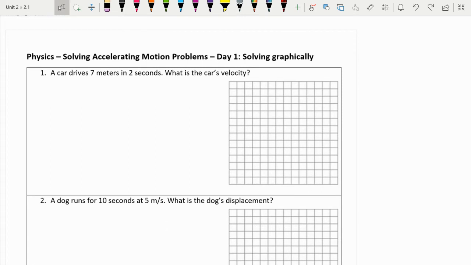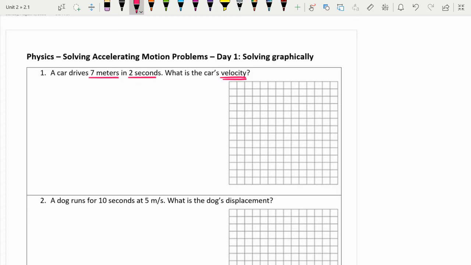So let's take a look at what we know. We know that it drives 7 meters in 2 seconds, and we want to know the velocity. You've already gone through some problems like this where you know a distance and a time, and we're looking for velocity. And graphically, hopefully you remember from the experiments that we've done already that velocity is going to appear on a position versus time graph as the slope.